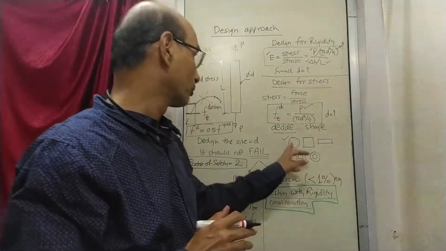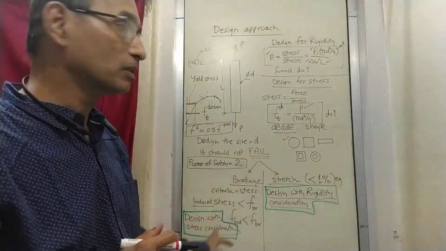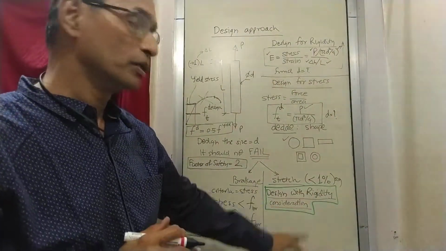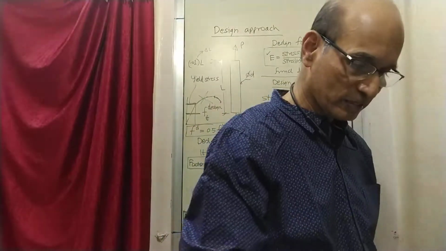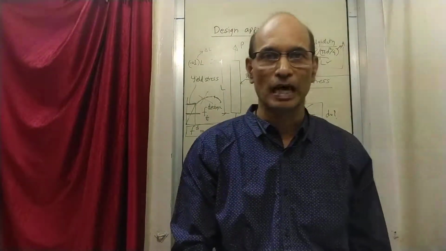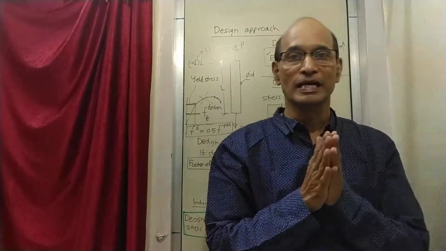So this is another approach that is called the design for stress consideration. Earlier we have seen design for rigidity consideration. That means any design process that is applied is of two types. So all the parts, this is the approach. That's why we call it approach. The design approach is of two types.